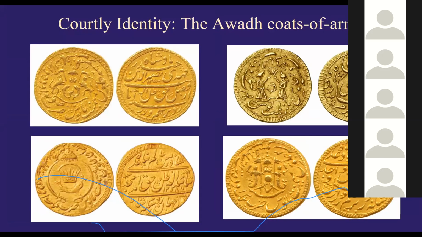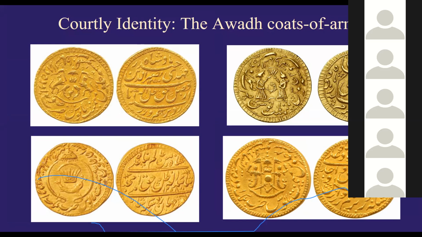And this sort of feature is carried on by the succeeding kings of Awadh, each of whom has their own coat of arms. So these coats of arms become a measure and reflection of the courtly identity of the Nawabs of Awadh.